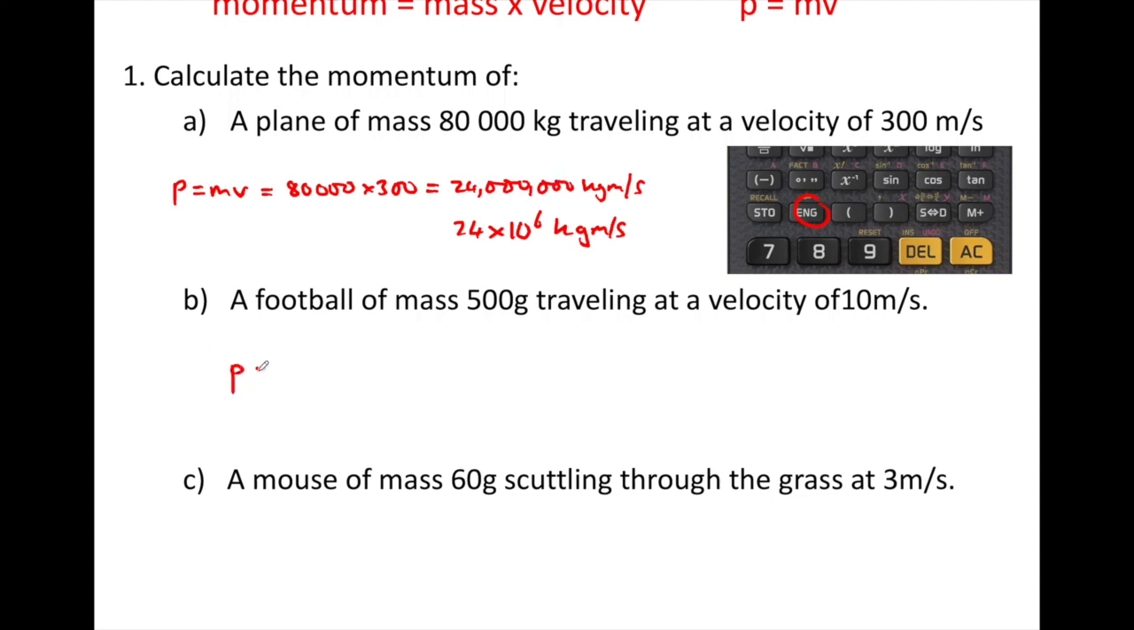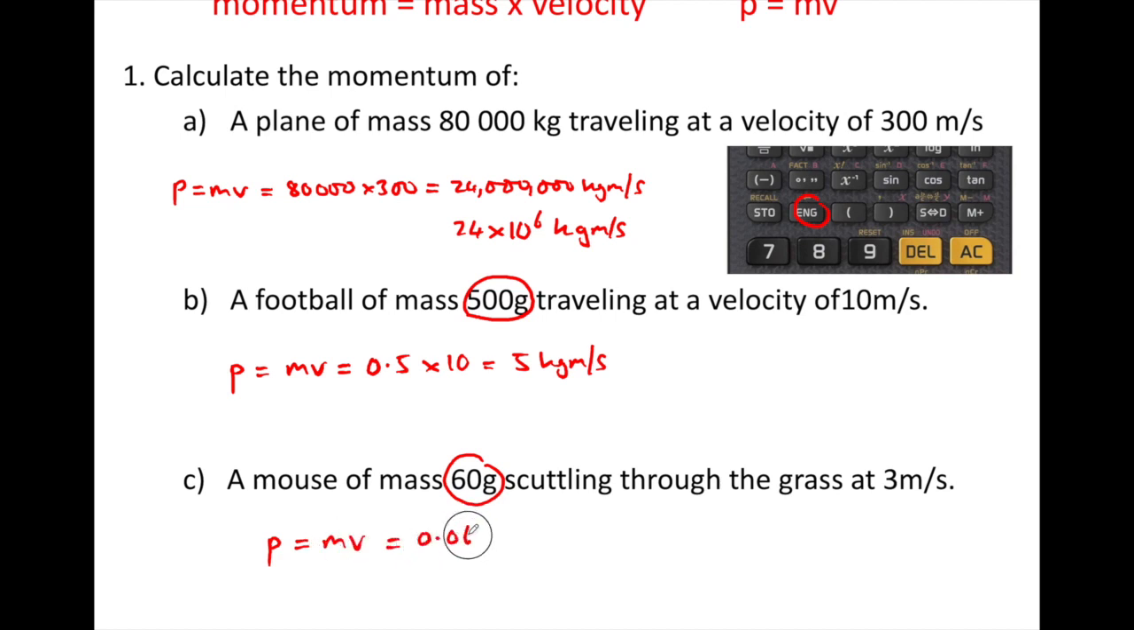The second one, again, quote the equation first, and this time be really careful because your mass is in grams, so divide by 1,000 is 0.5, times by your speed will give you 5 kilogram meters per second. And finally, the last one again, I've given you in grams, you need to divide by 1,000. So momentum is mass times velocity, which is 0.06 kilograms times 3, which is 0.18 kilogram meters per second.